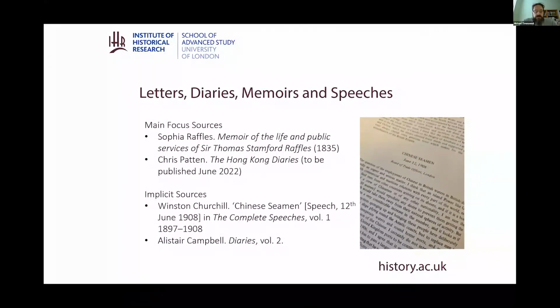Within the many volumes of Churchill's speeches, for example, one can find he gave a speech regarding the growing hostility to Chinese sailors and dock workers in Britain in 1908, while volume 2 of Alistair Campbell's diaries has several references to the return of Hong Kong to China in 1997.